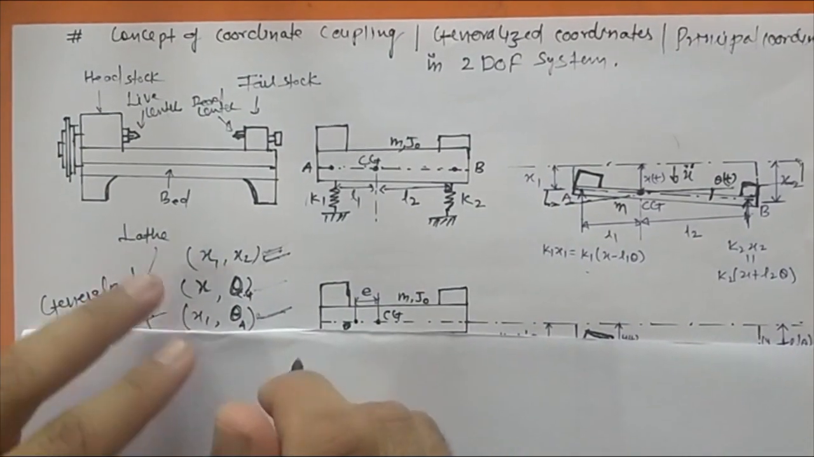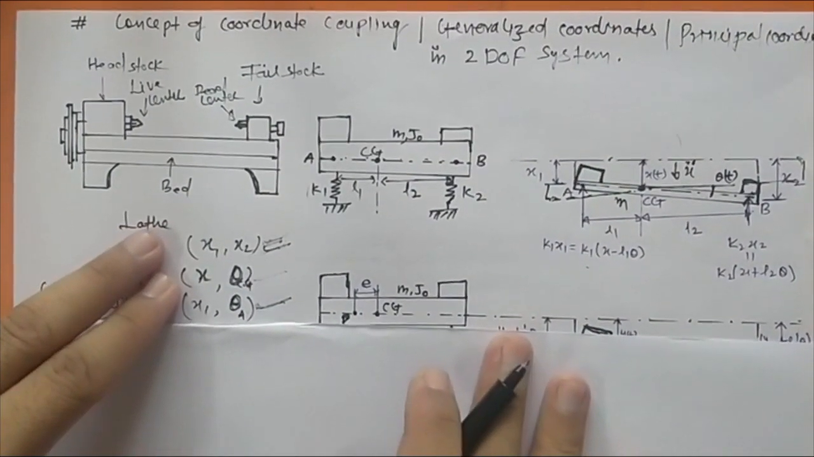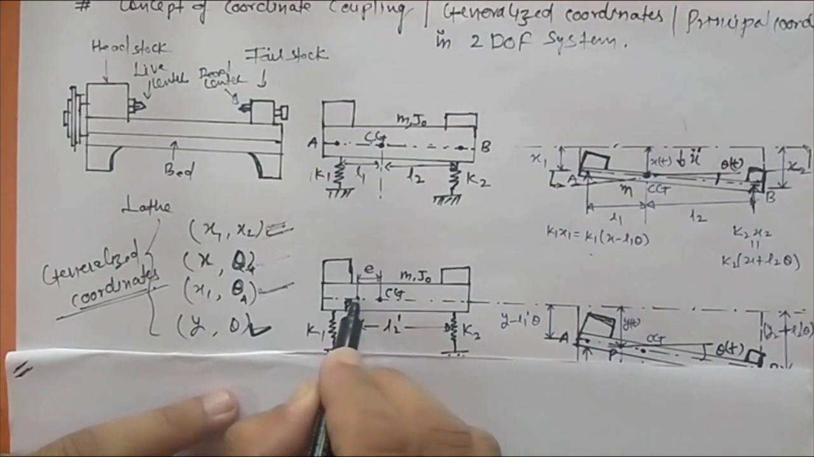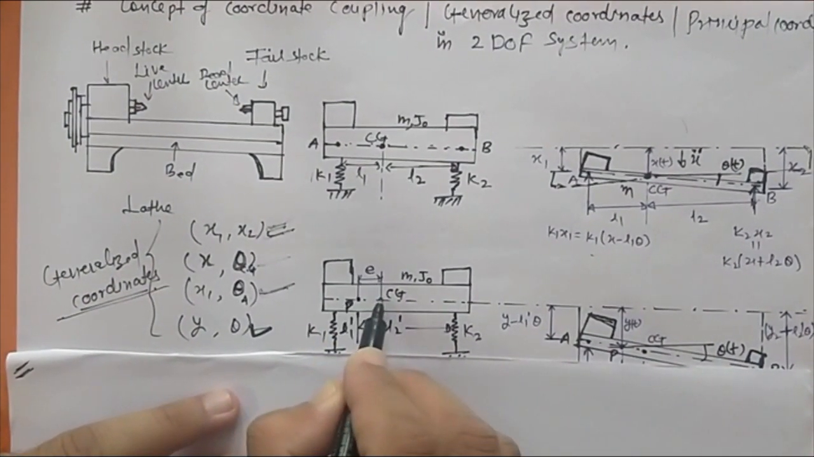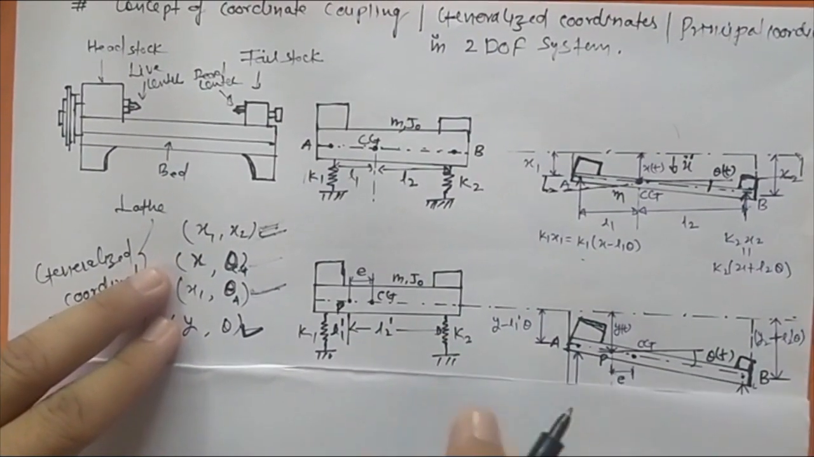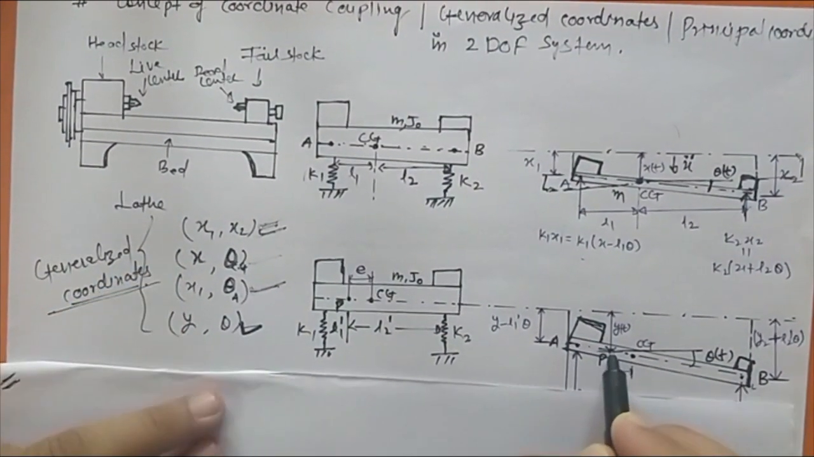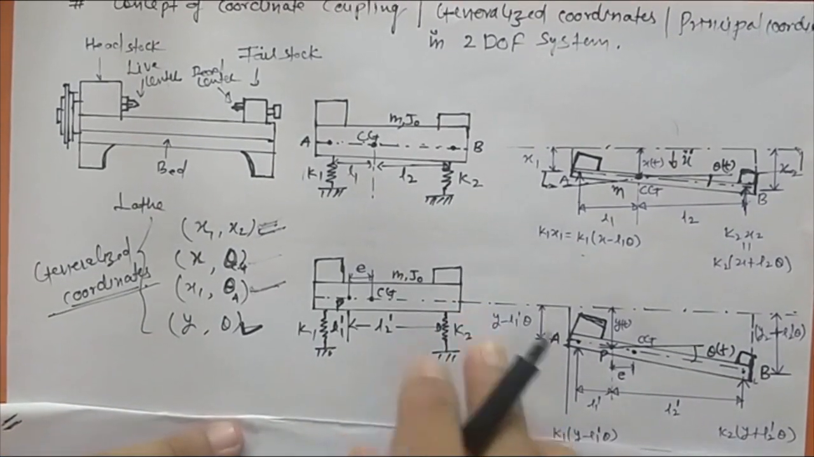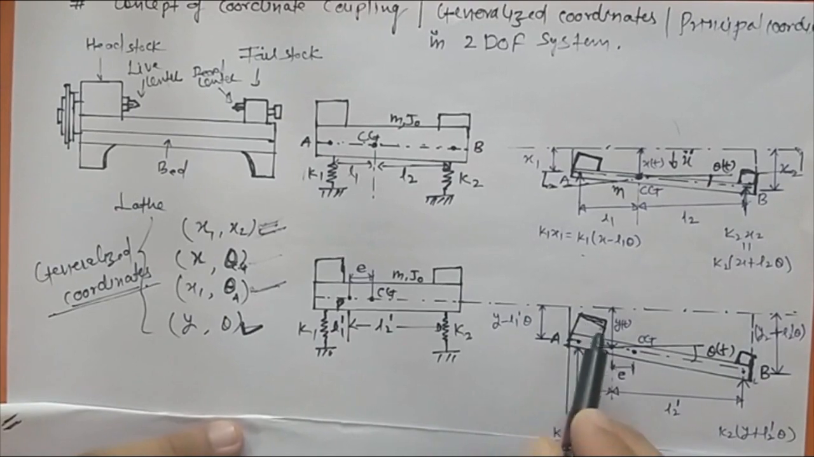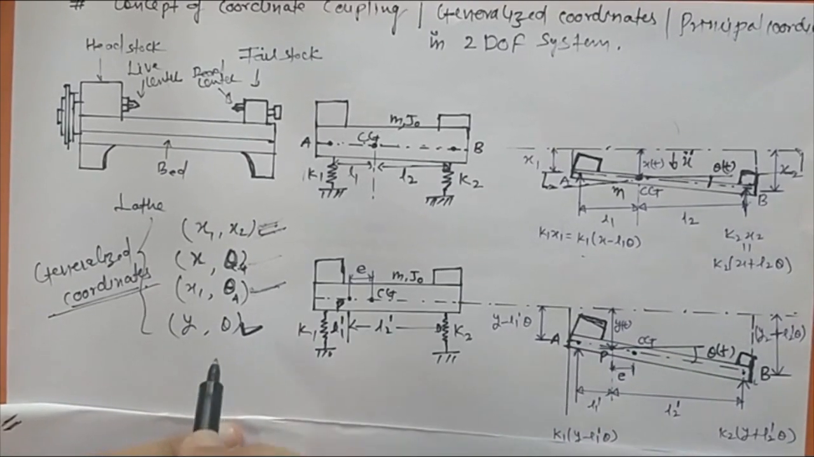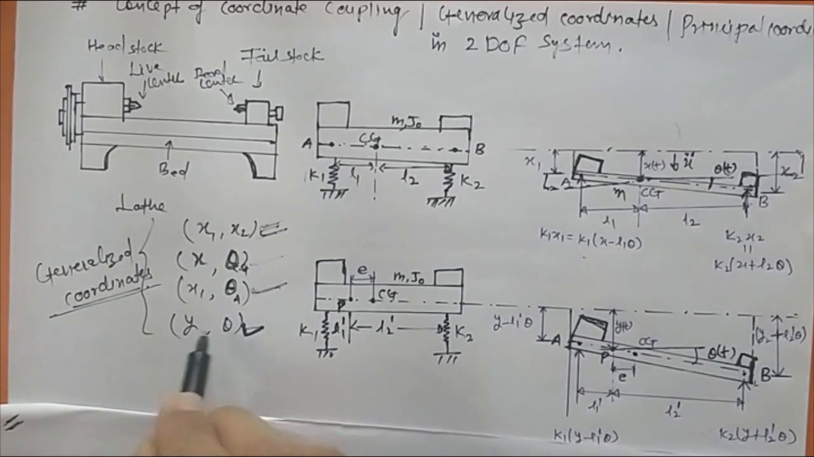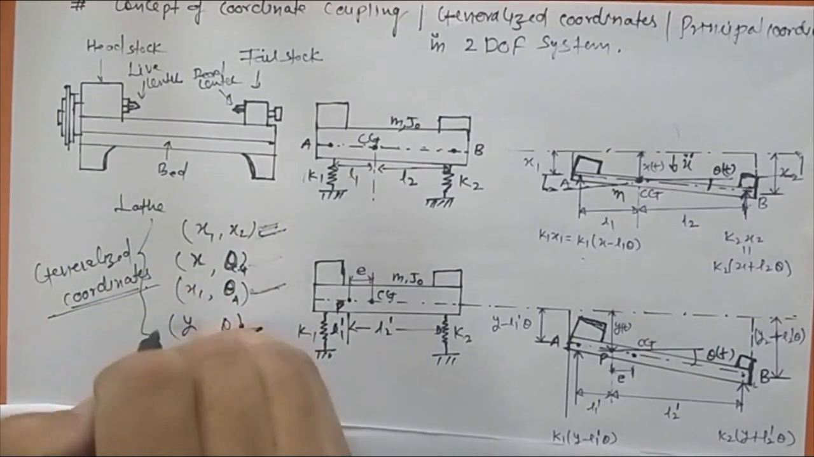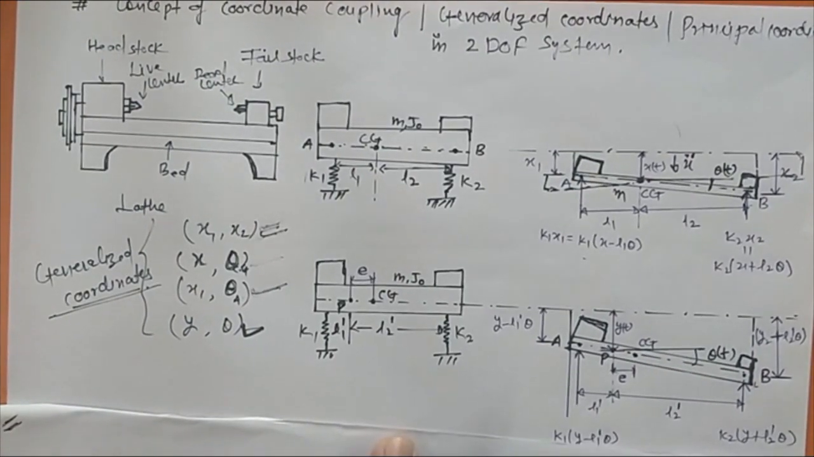And next, if we know the linear displacement of any other point, suppose we take a point P which is located at offset e from its CG, and its linear displacement y and rotational displacement theta are known to us, then also we can draw the exact configuration of this system at any point of time. So the next choice of set of coordinates can be y and theta. So all these sets of coordinates are known as generalized coordinates.